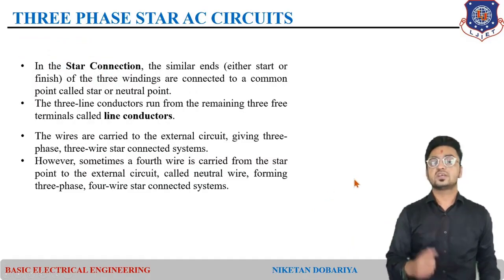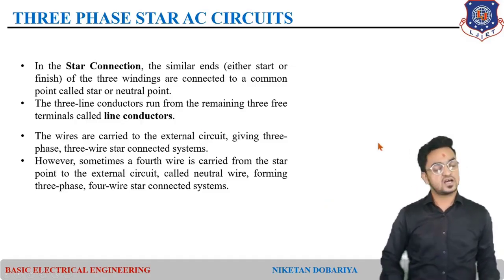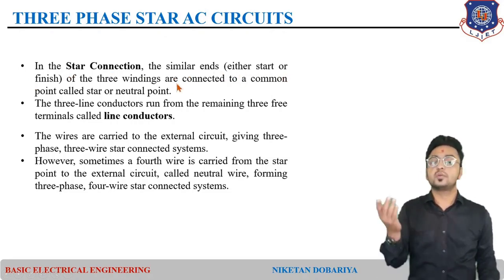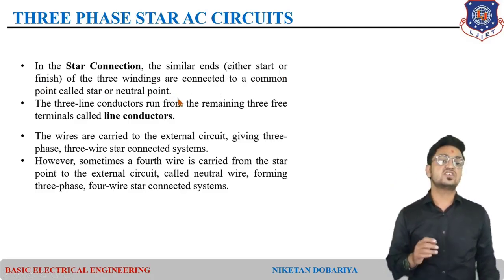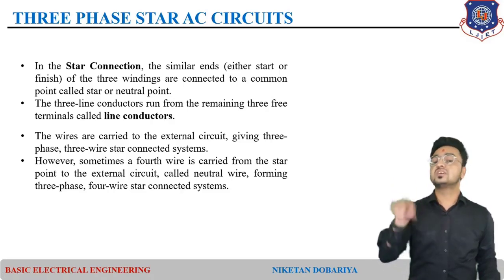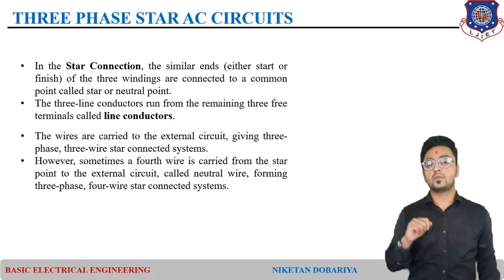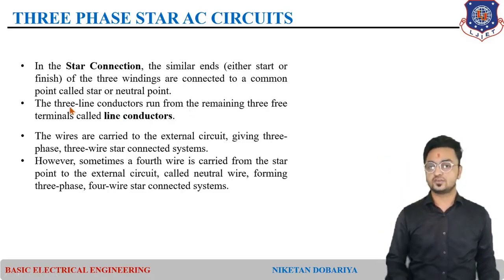In today's video lecture, we are going to discuss the first type of connection, the star connection. In the star connection, the similar ends, either start or finish, of the three windings are connected to a common point. This is the same star connection as was discussed in chapter number 1 on star and delta connection.